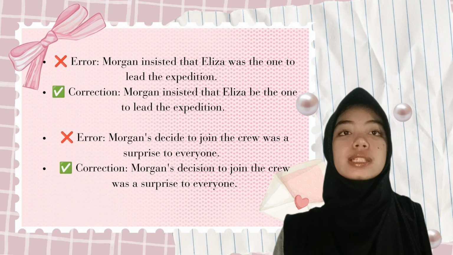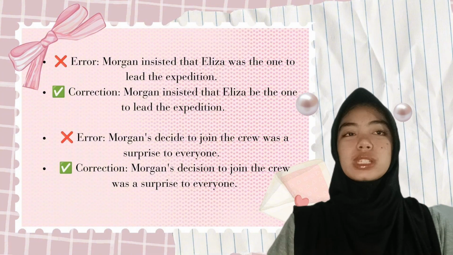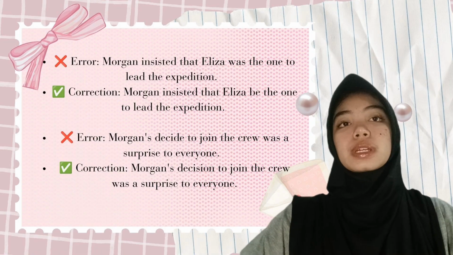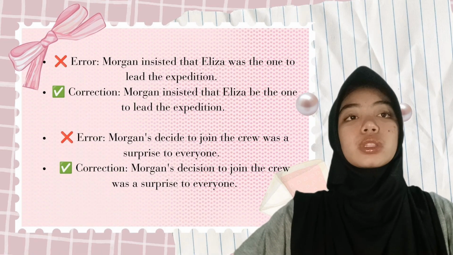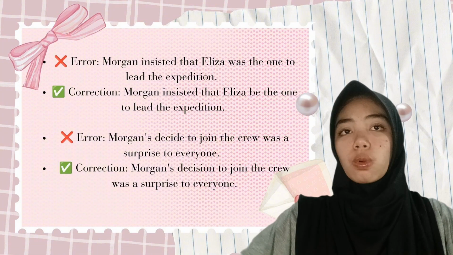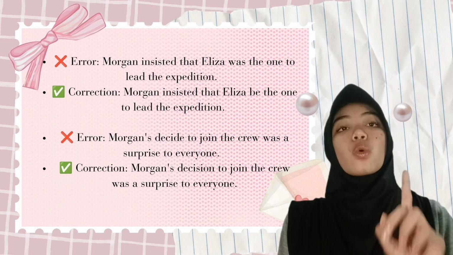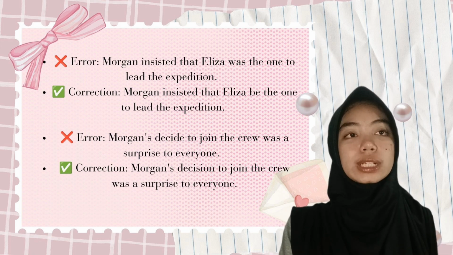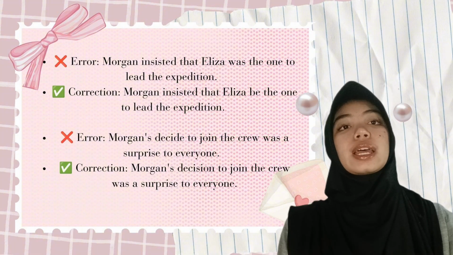In the ninth sentence, the word insisted triggers the use of the subjunctive. In the subjunctive rule, the verb following the that clause must revert to its most basic form. The base form of the to be verb is be. The correct sentence becomes, Morgan insisted that Eliza be the one to lead the expedition.